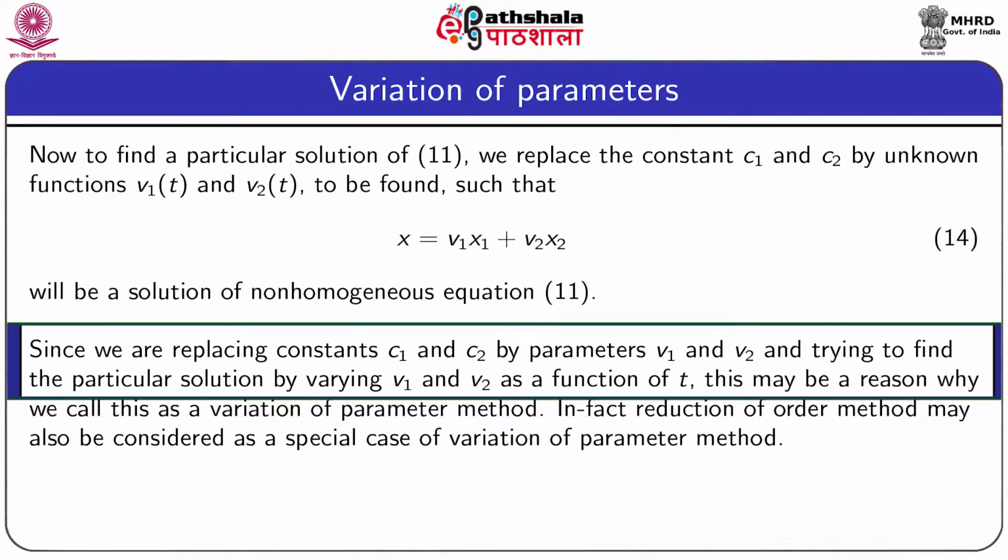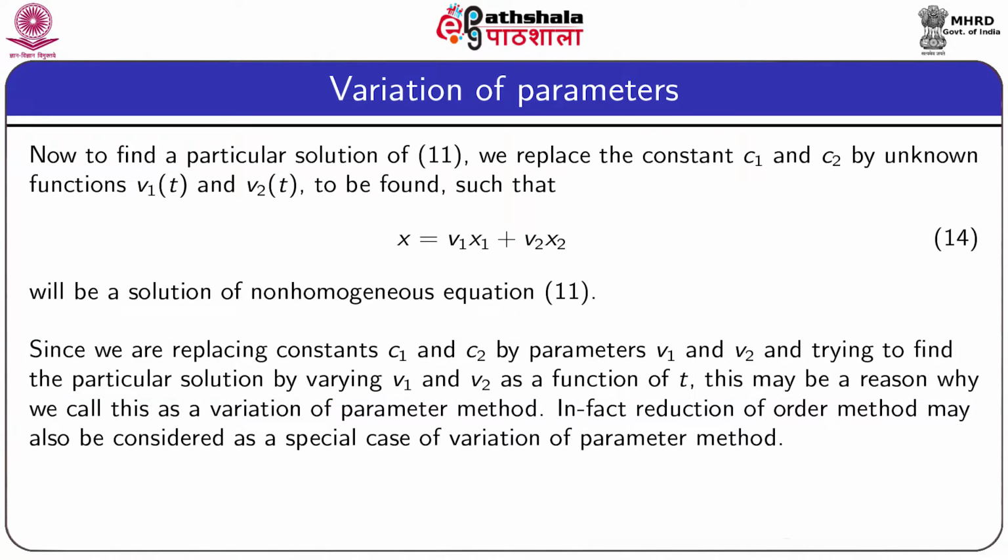Since we are replacing the constants c1 and c2 by parameters v1 and v2 and trying to find the particular solution by varying v1 and v2 as functions of t, this may be the reason why we call it the method of variation of parameters. In fact, the reduction of order method may also be considered as a special case of the variation of parameters method.